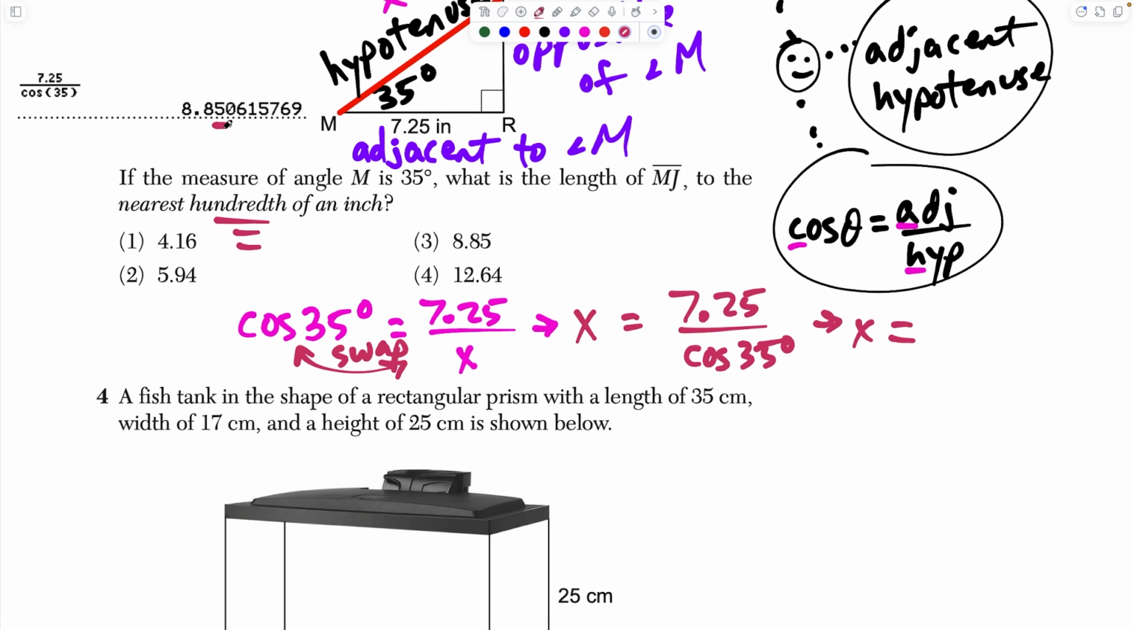Remember, we look to the hundredths place. Here we have a 5. To the right is a 0, so we're rounding down to 8.85. Choice 3 is our answer.